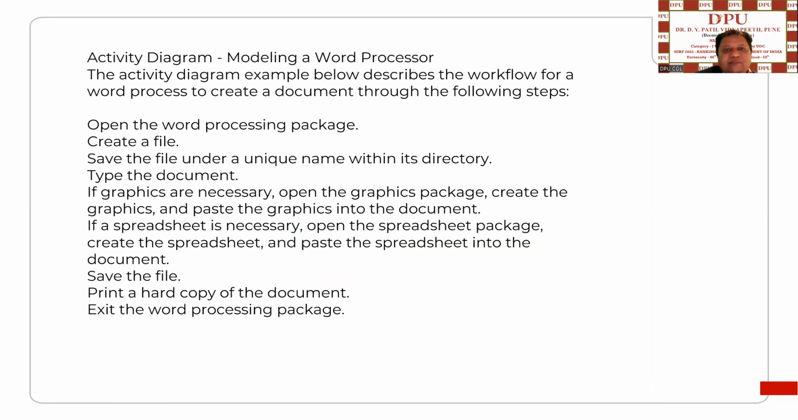So now one more example, that is the activity diagram. For example, I'm modeling a word processor, and the activity diagram example below describes the workflow. If I have to model a word processor with the help of an activity diagram, what are the activities that I want to show? Creating a file, saving the file, typing the document. All these things can be shown graphically with the help of the activity diagram.